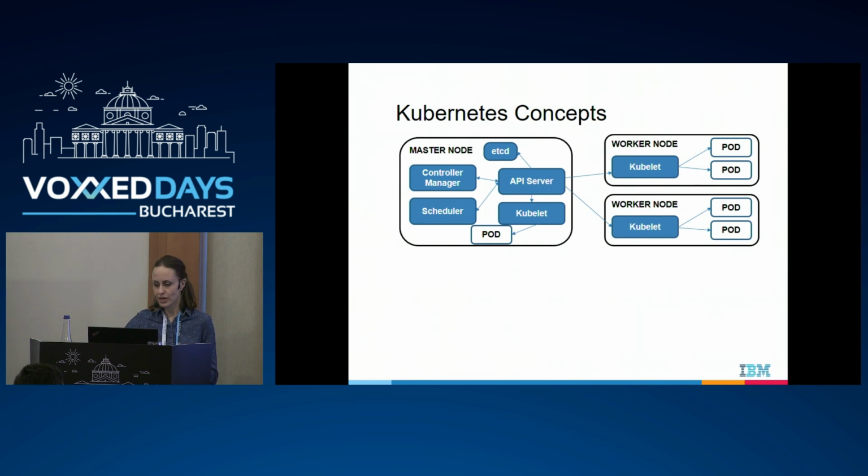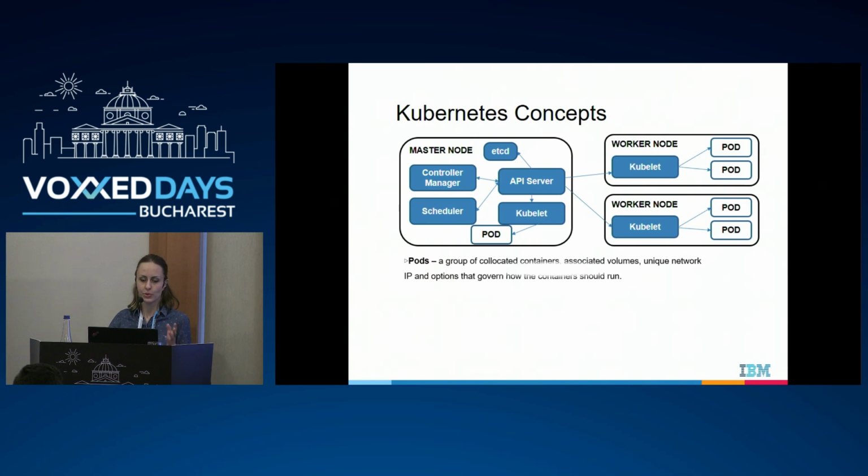And since we're talking about pods, pods are top-level API objects that are running containers. They're the smallest compute units in Kubernetes. And pods are actually containing your containers, your Docker containers. These pods help you to have a group of collocated containers inside them. You can associate volumes, they have a unique network IP, and they have a lot of options on how to govern the containers from inside them.